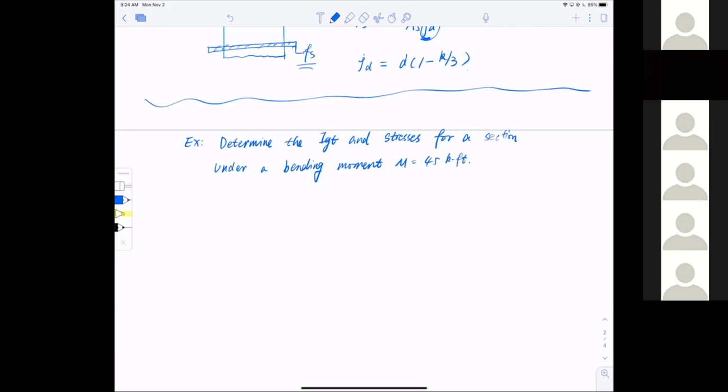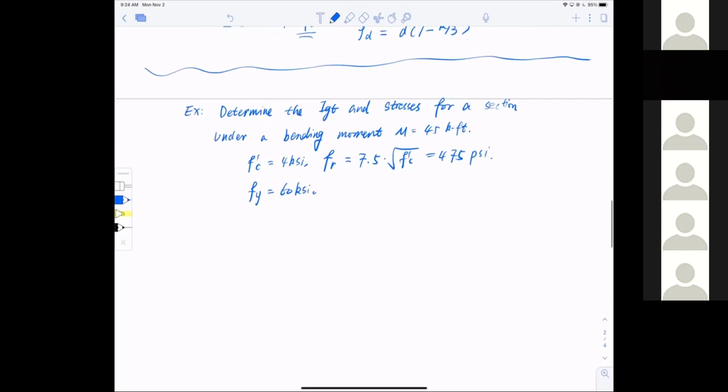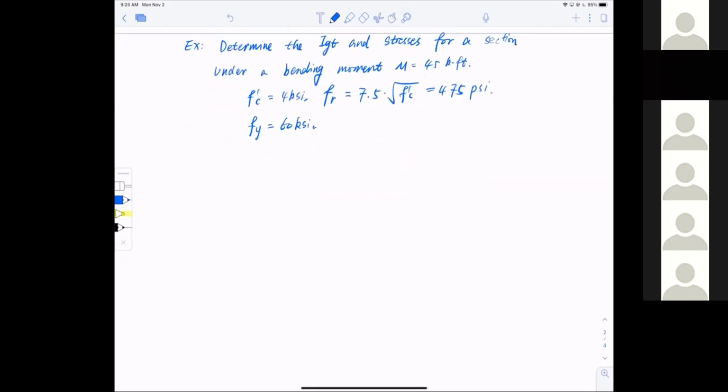I'm giving you some parameters: the compressive strength of concrete is 4 KSI, and I want to put the modulus of rupture here. Remember, 7.5 times the square root of f'c, and this is 475 psi. I'll show you how to use it. And the yield strength of steel, Fy, equals 60 KSI. All these are material parameters.